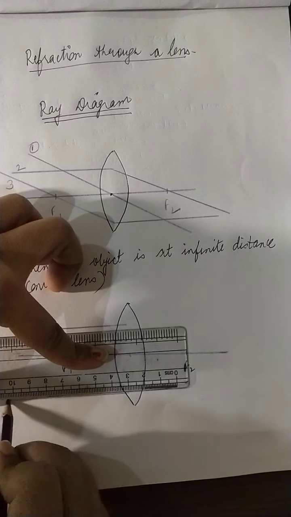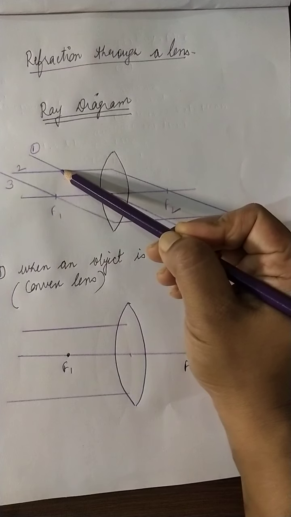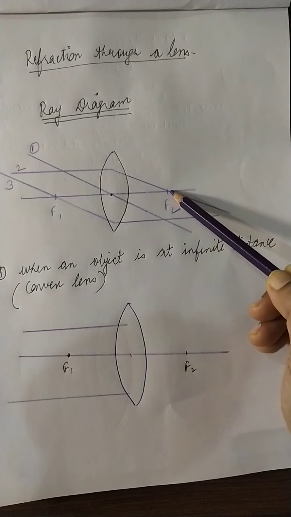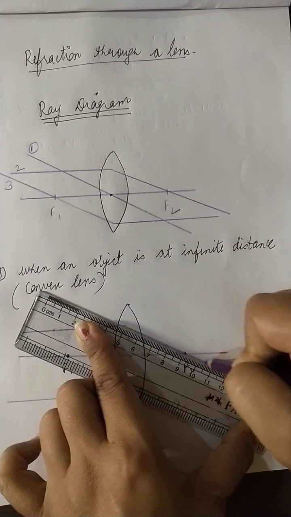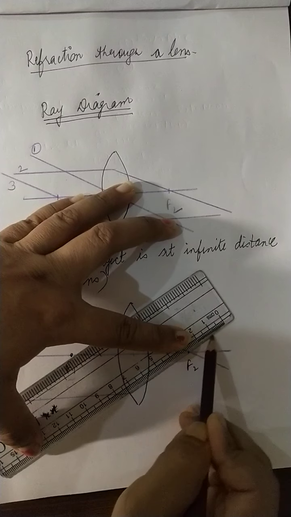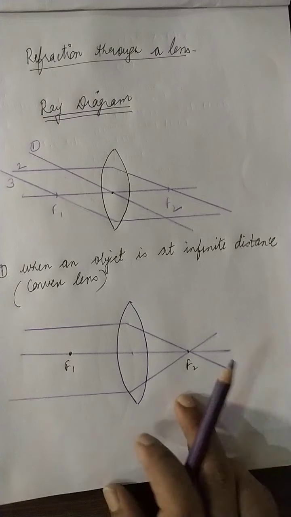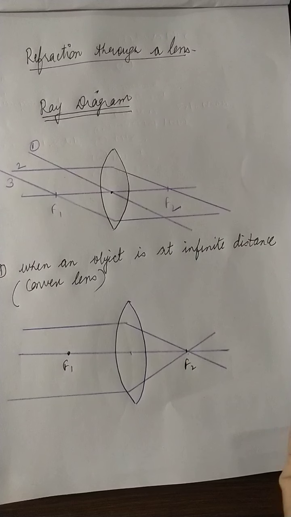If they are parallel to the principal axis, then that ray will pass through the focal point F2, that we know, right? So this ray will pass through the focal point. The same way, this ray will also pass through the focal point, right? Now in this case, the object is at infinite distance and the image is just like a point object. Here a small image is formed.